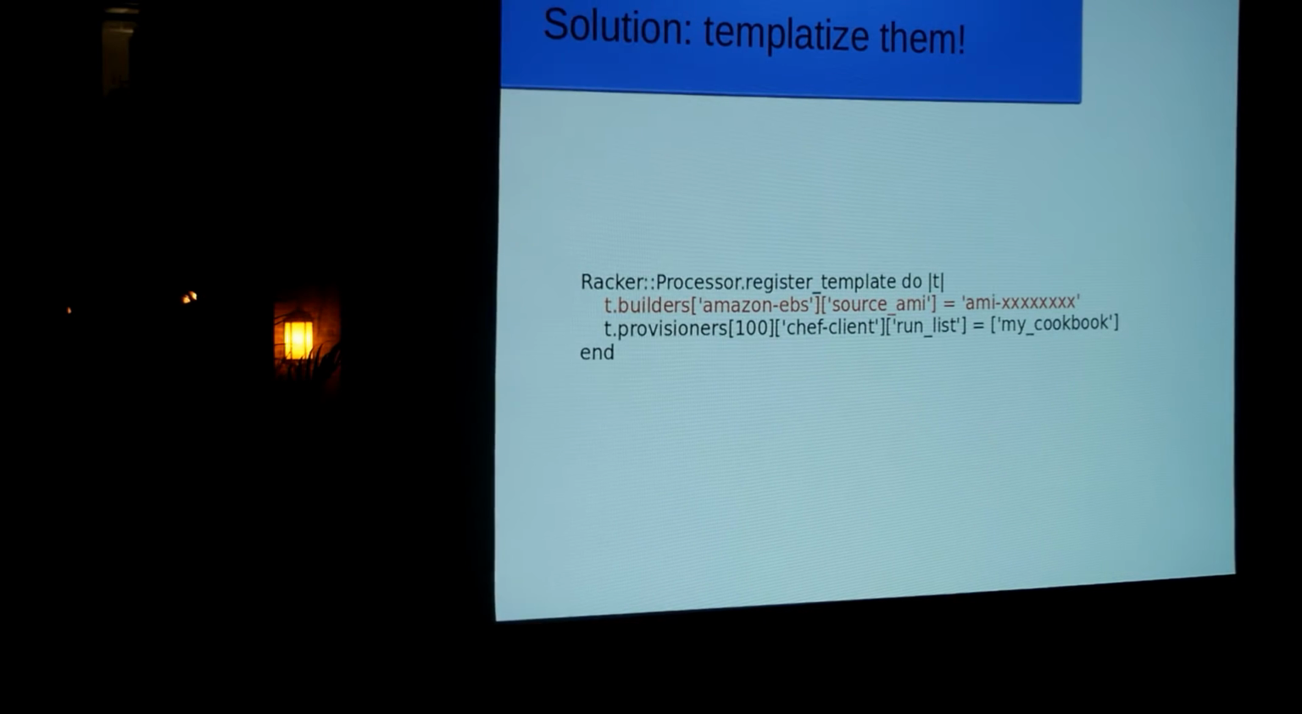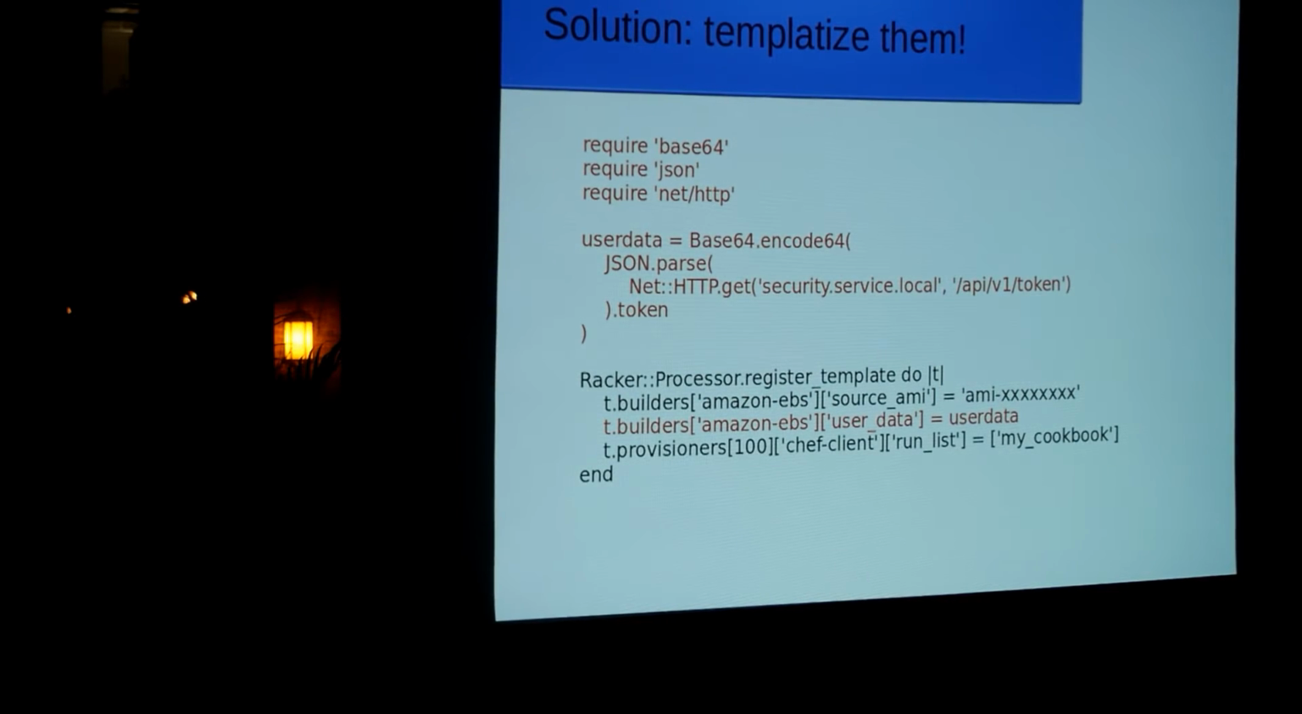But maybe you have a very complicated deployment, and maybe it needs to do something totally bizarre, like reach out to a security service to get a deployment token and then feed that to the AWS user data as base 64 text. You're screwed now, right? Well, these are just Ruby code, so you can do what you want with them. This is a very powerful tool to be able to abstract away a lot of the, I guess, unniceties of Packer.